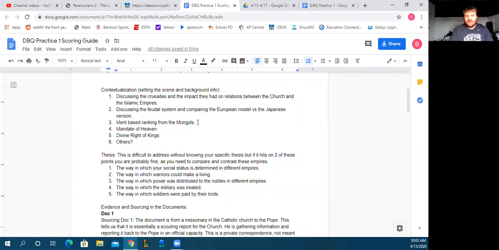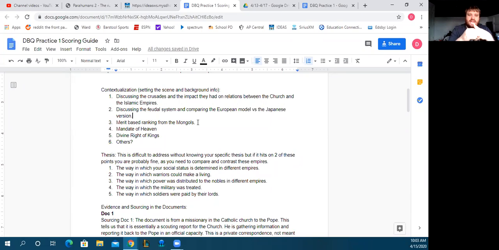The mandate of heaven when it comes to China, you can bring that up. The divine right of kings in Europe, you have that kind of happening early on in there. Both of those things do occur during this time period as well, but they are founded prior to it. So as long as you talk about the founding of that and the idea that the heavens need to be pleased with a ruler as long as the ruling class is behaving the way it needs to, and that had existed for thousands of years, then that's good.